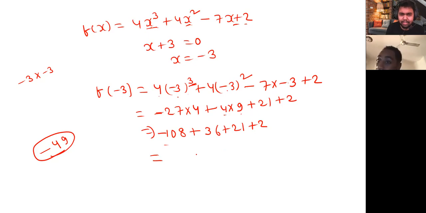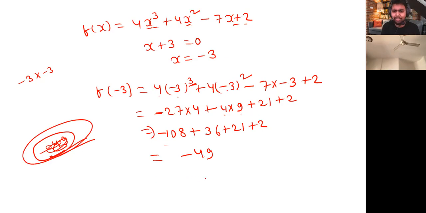Minus 50, sir. Minus 58. What you were saying? Minus 50. Just a second. Minus 108. Then we have, sir, minus 36, minus 21. My answer was correct, so I thought, how did I make the mistake? I already wrote there minus 49. Okay, minus 49. I thought that I made some calculation mistake.